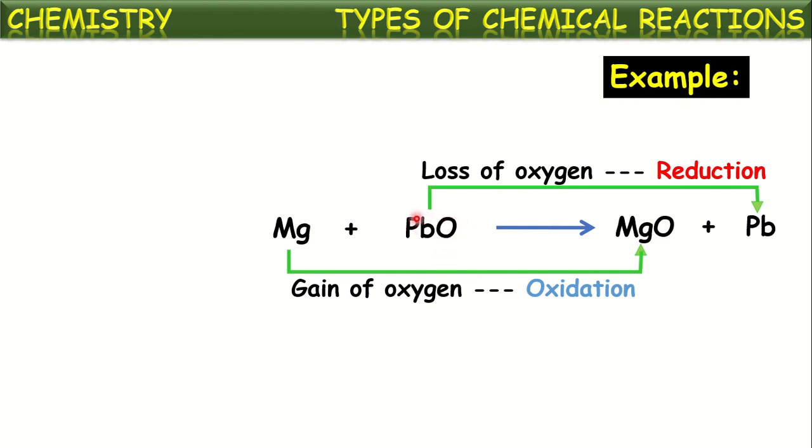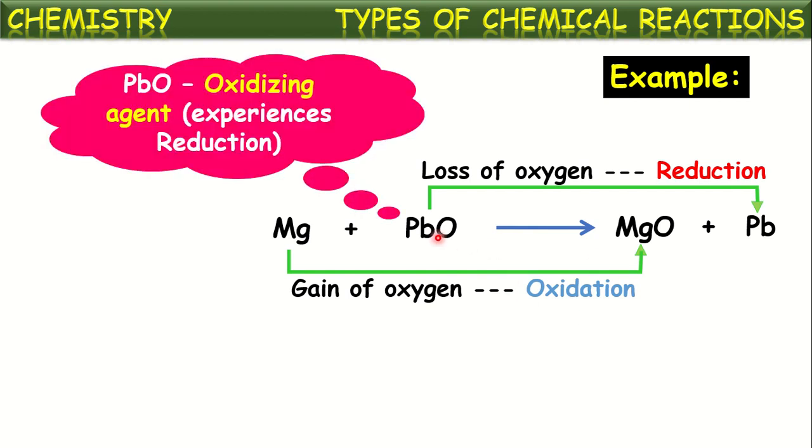If we see the same lead oxide, it is giving its oxygen to magnesium so that it is helping for the oxidation of magnesium. So we can say lead oxide is an oxidizing agent in this reaction, which is undergoing reduction, and it is helping for the oxidation of magnesium. So lead oxide is called here oxidizing agent because it is giving its oxygens to magnesium and helping for the oxidation of magnesium. That's why lead oxide is here the oxidizing agent.